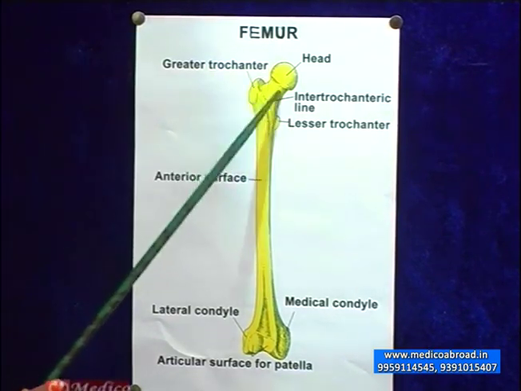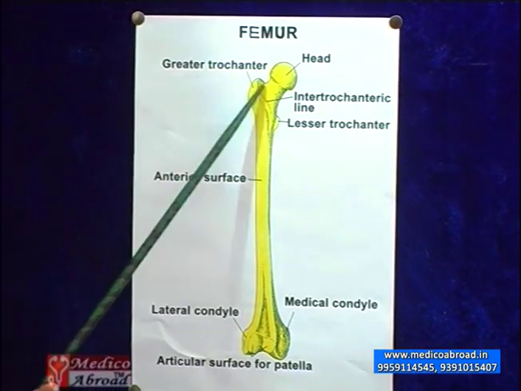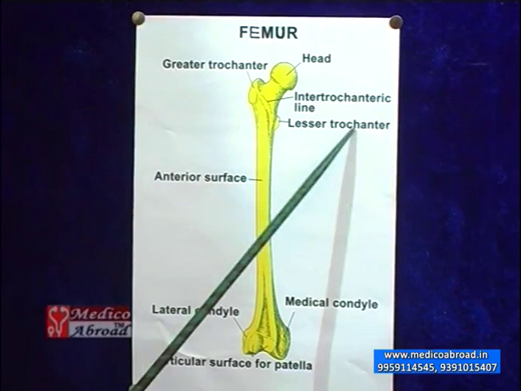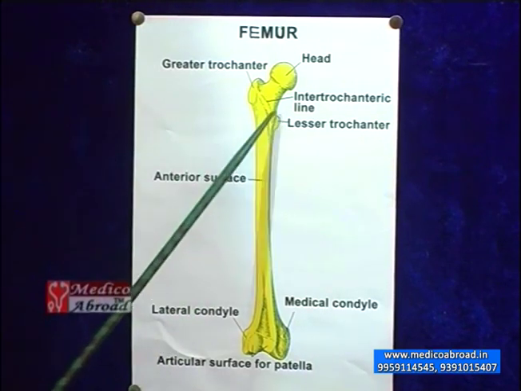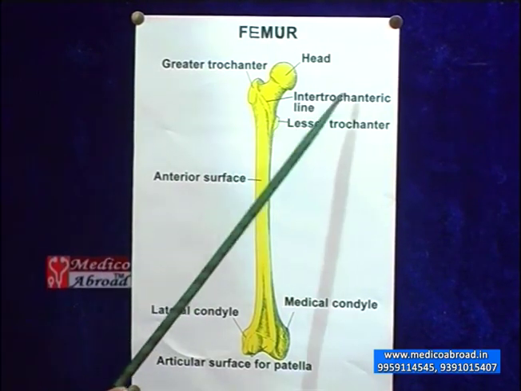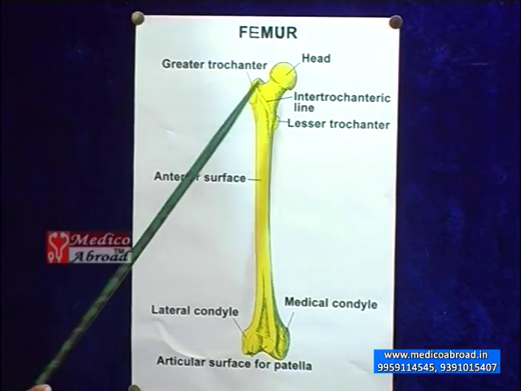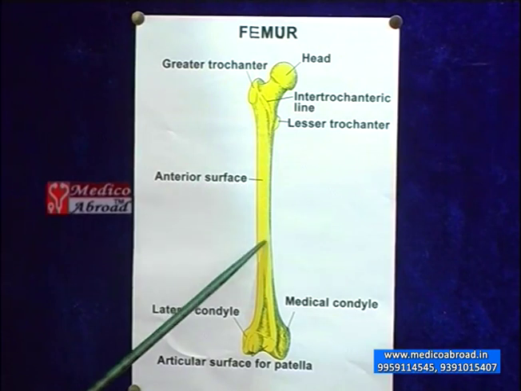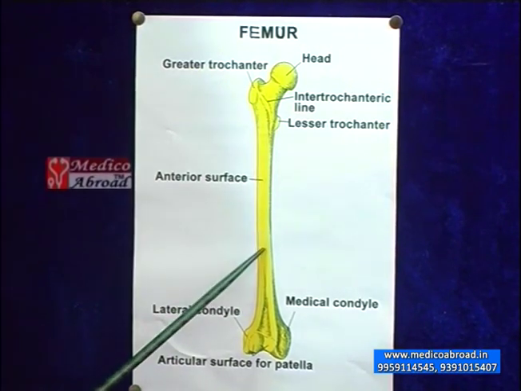This area here is the neck. Just below the neck you have a greater trochanter. Posterior surface, more prominently you have the lesser trochanter. Between the two trochanters you will find a bony prominence called the intertrochanteric line, joining the greater trochanter and the lesser trochanter. This is the anterior view, so this is the anterior surface of the femur.